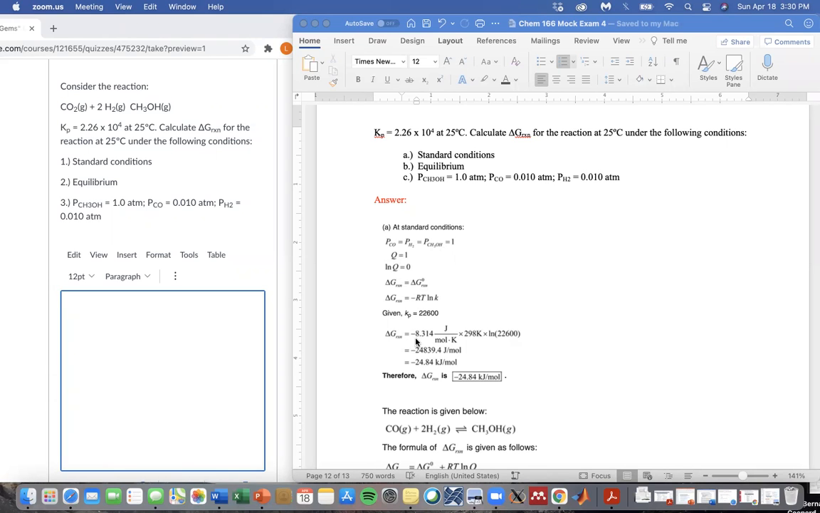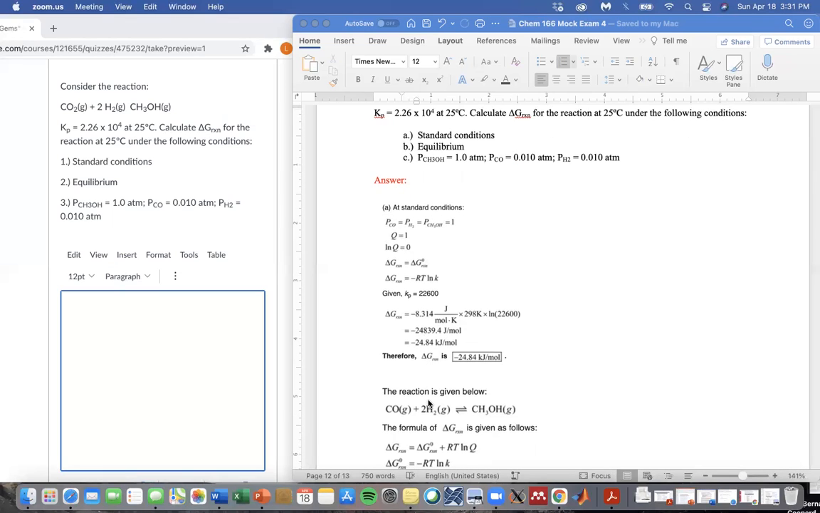So delta G of reaction equals 8.314 times 298 Kelvin, and we're given our Kp value, 2.26 times 10 to the fourth. When we do this calculation, we end up getting negative 24,839 joules per mole, or negative 24.84 kilojoules per mole, which is more easily understandable. So our delta G under standard conditions is negative 24.84 kilojoules per mole. Are there any questions about that one? I know it's a lot of leaps to make, but does that make sense?